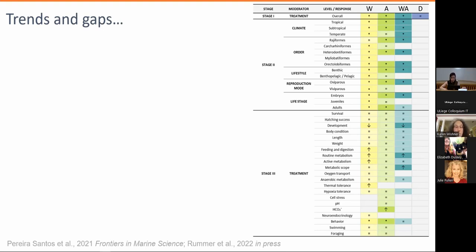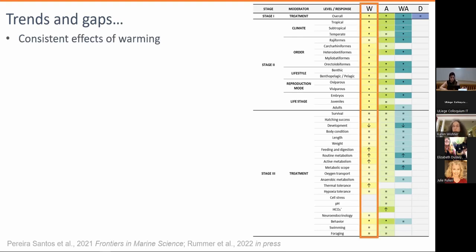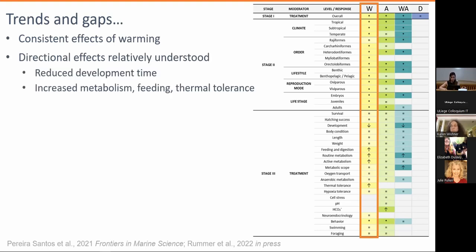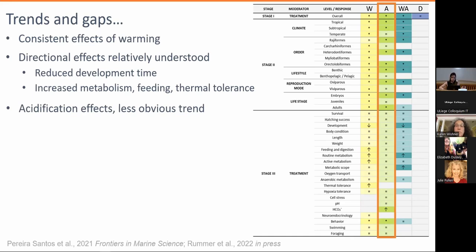One of the most evident insights from the experimental research is that warming will likely represent the most prevalent direct driver for sharks and their relatives, with a consistent effect observed across all of these attributes. And although considerable knowledge gaps still linger, directional effects were relatively well understood: clear reductions of developmental time and increases in aerobic metabolism, eating, and thermal tolerance. Although acidification did induce a considerable overall effect, the responses observed appear to be much more context specific and really difficult to pin down.